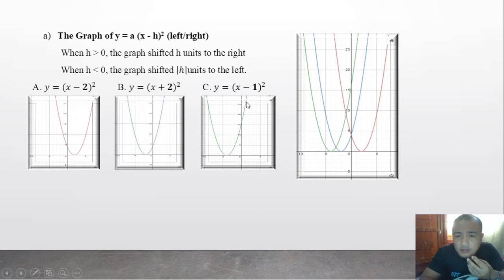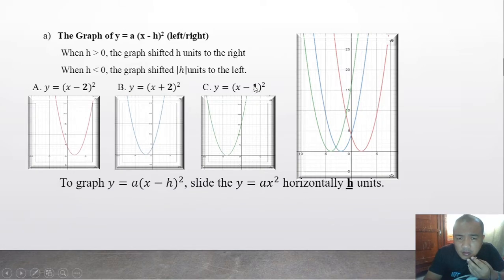How about here? Is this x minus 1? I don't think so. This should be 4. Parang may typographical error naman. This should have been 4 because the vertex is at 4, 0. So if this is 4, y equals x minus 4 quantity squared, it is shifted 4 units.